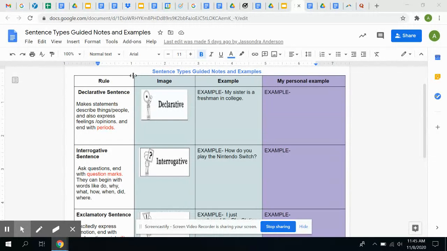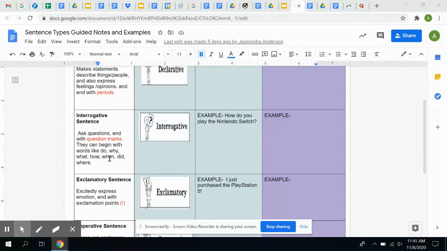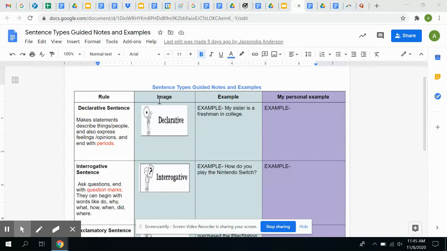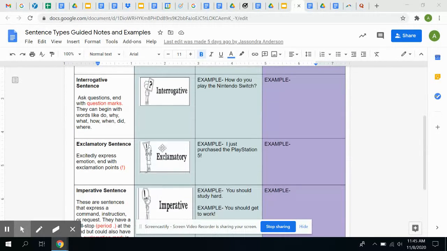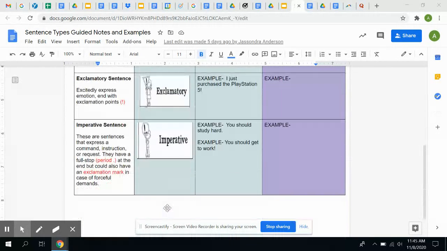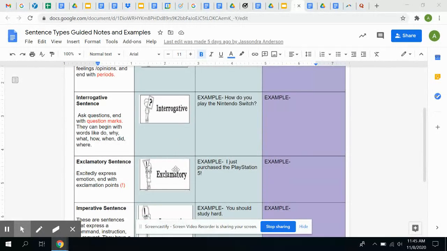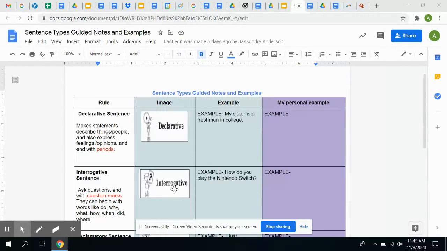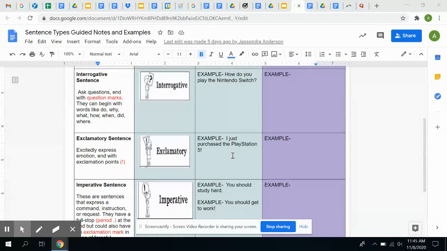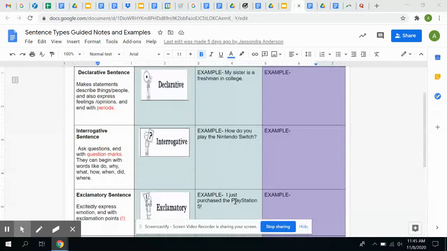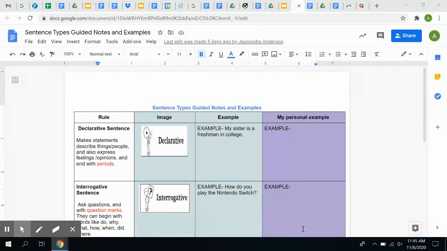As you'll see, just like last time, we have a list of all the different rules here for types of sentences. We have pictures that tell us what the punctuation looks like for these types of sentences. And then we have some examples here by Miss Anderson. And then this last column over here, this purple stuff, this is what you have to fill in for yourselves, right? So you have to fill out your own example.